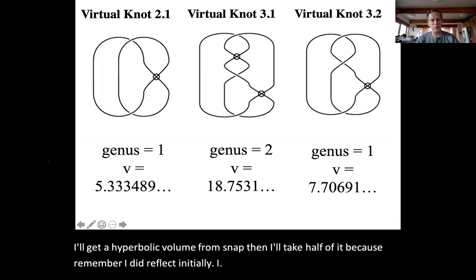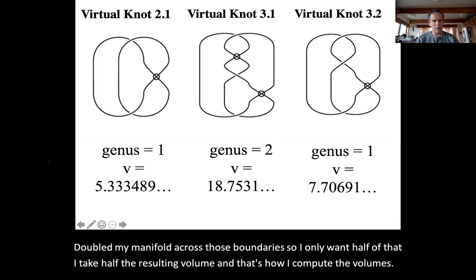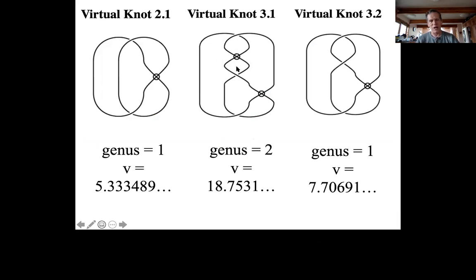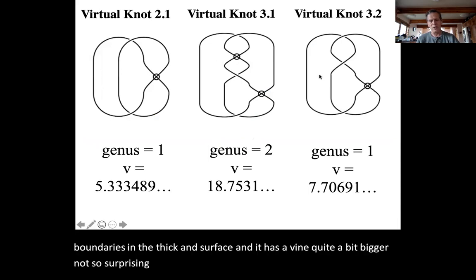So let's look at some examples. Here is, again, the trefoil. We've already seen that example with volume 5.33349. Here is the virtual knot 3.1. This is a genus 2 knot, so it now has two totally geodesic boundaries in the thickened surface, and it has a volume quite a bit bigger, not so surprising, 18.7531. This is the virtual knot 3.2, which you might call the virtual figure 8 knot. That is genus 1 with a volume of 7.0791.